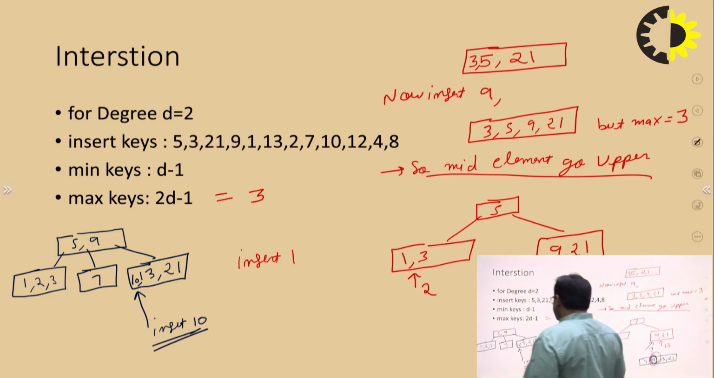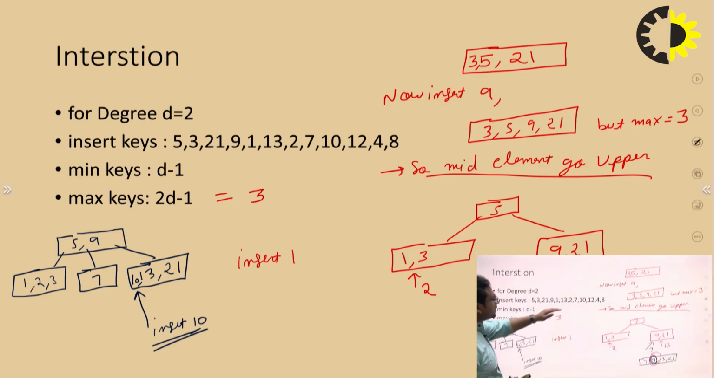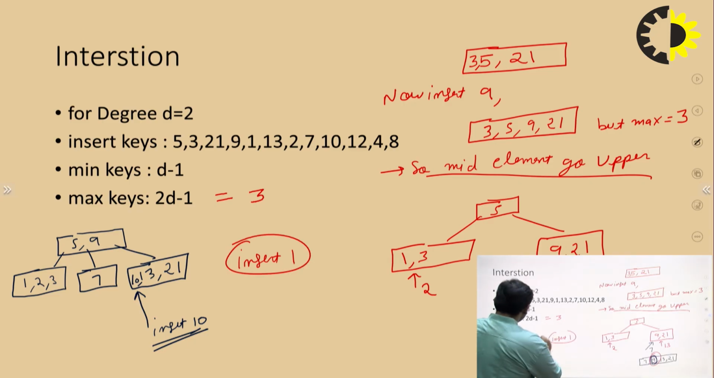Now we have to insert 10. When 10 is inserted, there is no problem: 3 elements, 2 elements, 1 element. Now I'm going to insert 1. Sorry, 1 is already inserted; the one inserted is 10. After 10 we have to insert 12. So 12 is going to be here.